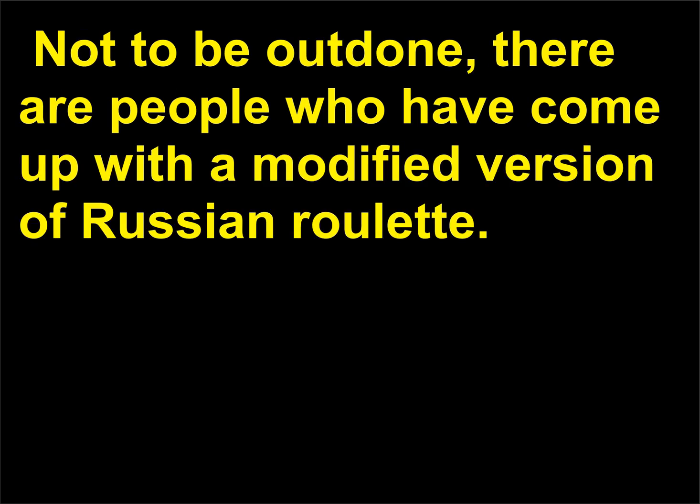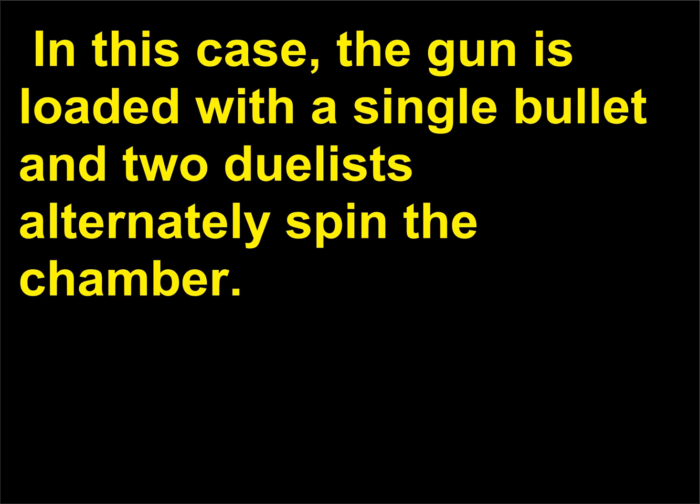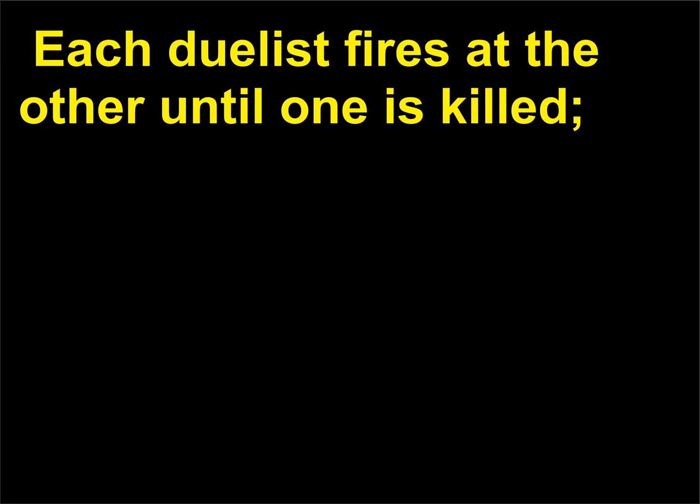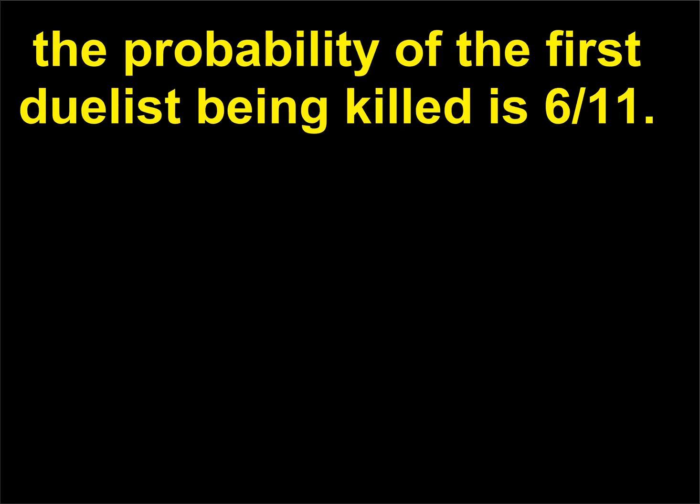Not to be outdone, there are people who have come up with a modified version of Russian roulette. In this case, the gun is loaded with a single bullet and 2 duelists alternately spin the chamber. Each duelist fires at the other until one is killed. The probability of the first duelist being killed is 6/11.